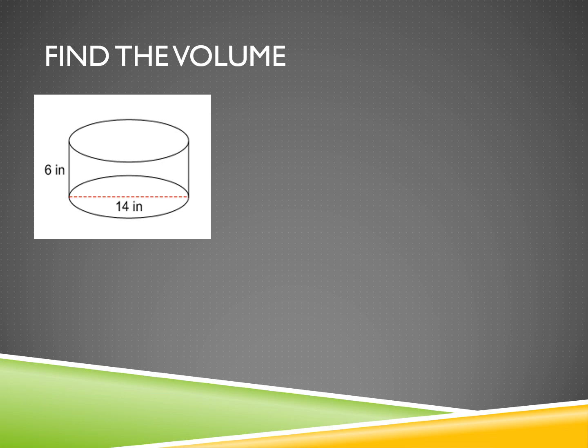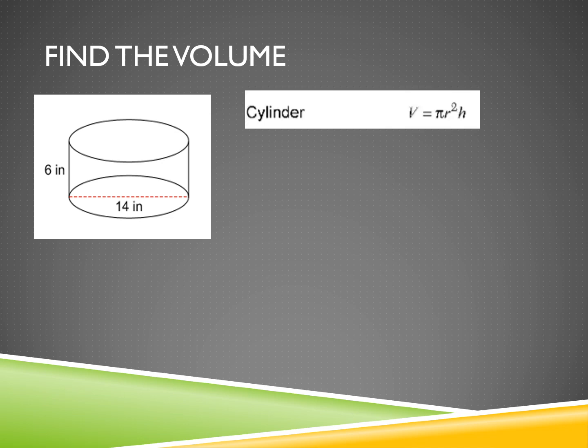Next one here, we have a cylinder, and again, the cylinder is an equation that we get on the reference table. So again, when you are looking at this, 14 is our diameter here. It is not our radius, so you have to cut that in half to be 7 squared times our height, or our depth, 6. So again, put that all into the calculator.